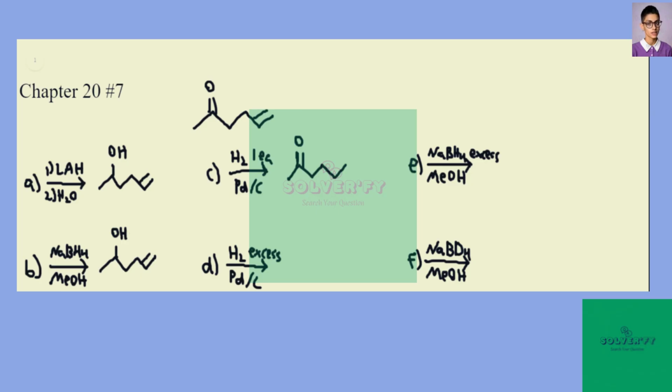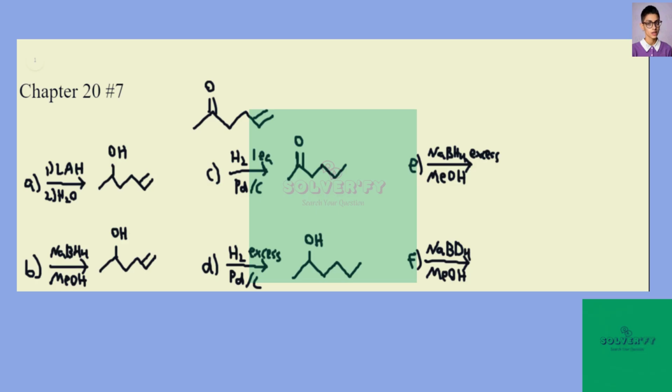Then in D, we're asked to do the same thing, but this time we have excess hydrogen gas. Since we have excess, first the double bond will be reduced, but then because we have such an excess of hydrogen gas, we will see reduction of the carbonyl as well. And so we get the alcohol, 2-hexanol here.